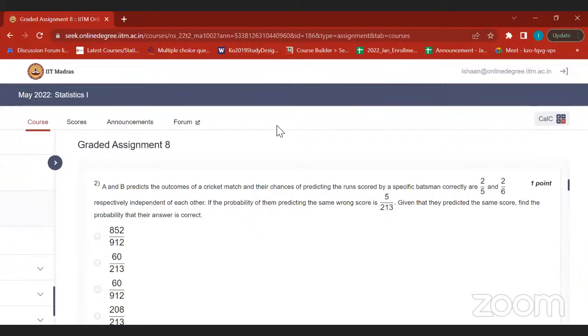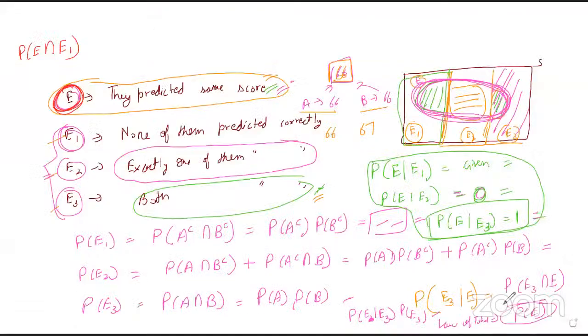I mean, these events are defined by us only. One can also change this event. Like you can also make events like A predicted correctly, B predicted correctly, and then proceed further. So, sir, just take the example. Suppose E intersection E1, let us say it is 5. Okay.